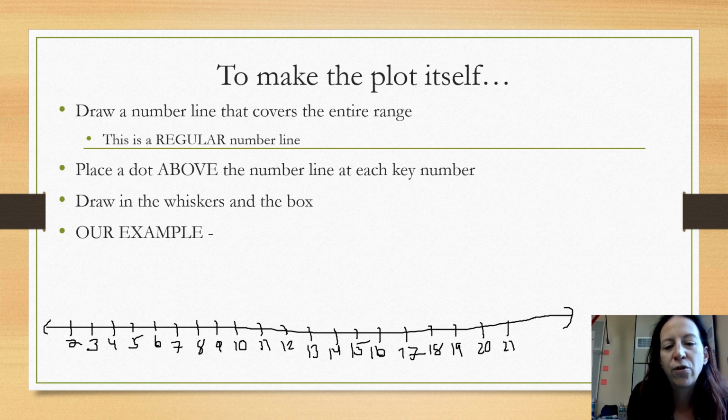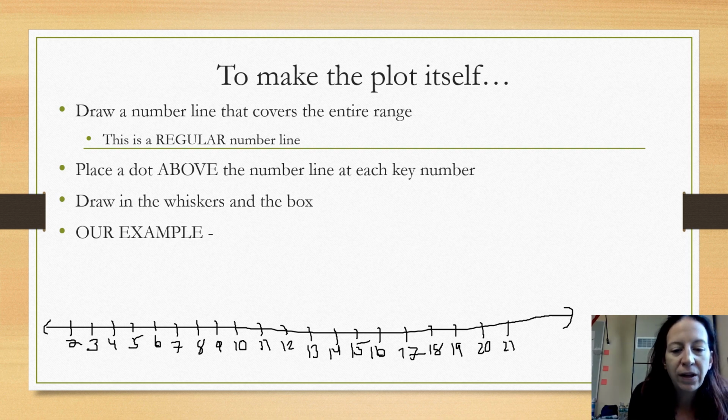So even though there were no 15 and 16 in my data set, they're still on the number line because I have to make my number line go up to 20, which means I have to cover the numbers in between. Now you can count by halves, you can count by fourths, you can count by tens on your number line. You just want to scale it appropriately for whatever your data values are.